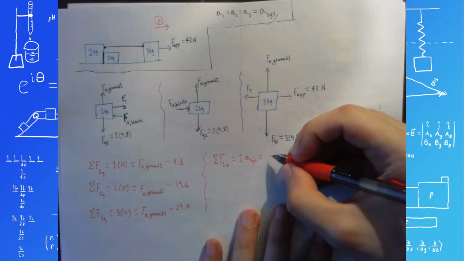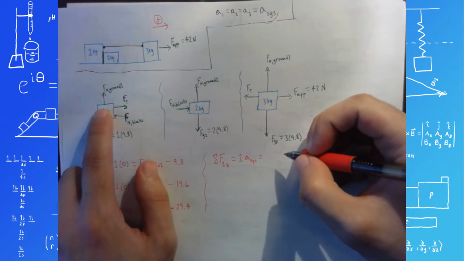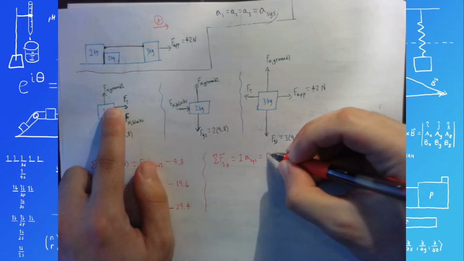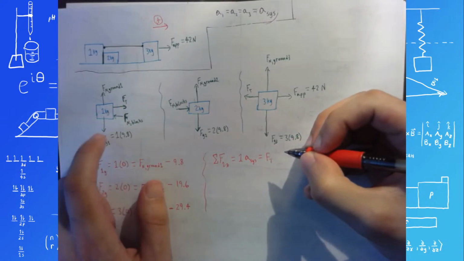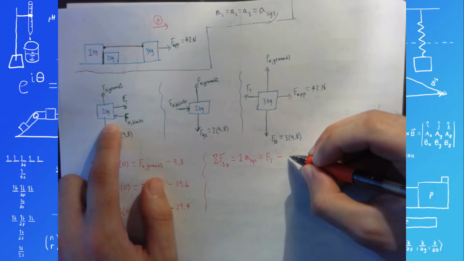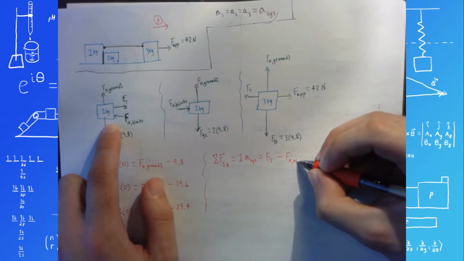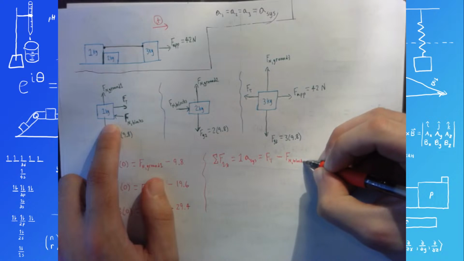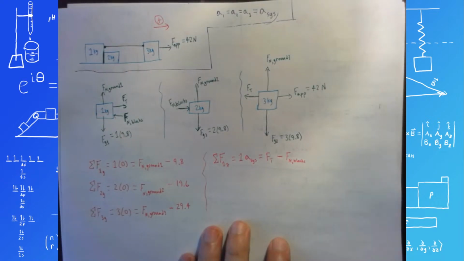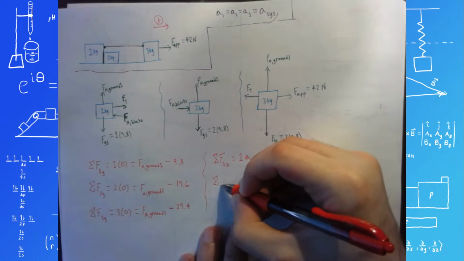Anyway, we've got 1 times acceleration of the system equals forces to the right. So to the right I've got force of tension. And that's it. Minus forces to the left, I've got the normal force between blocks 1 and 2. And that's it.